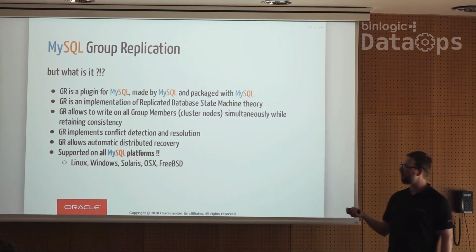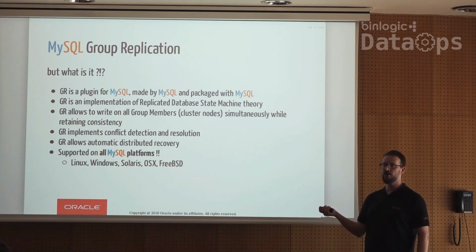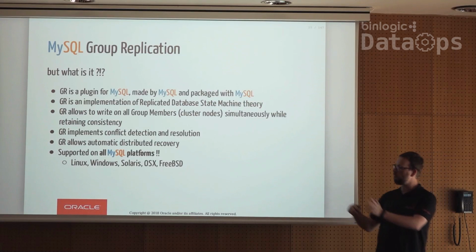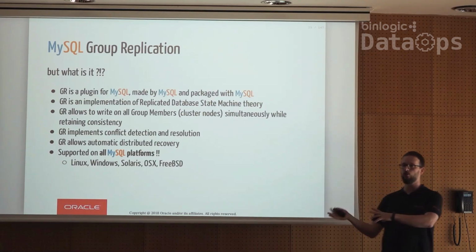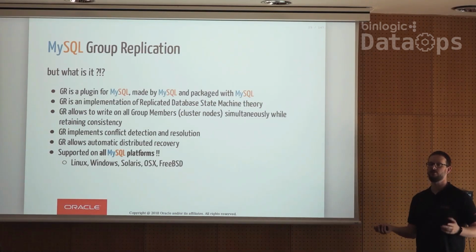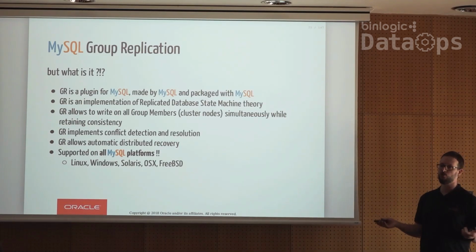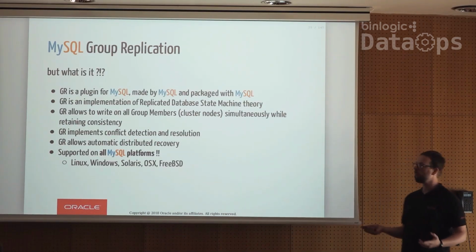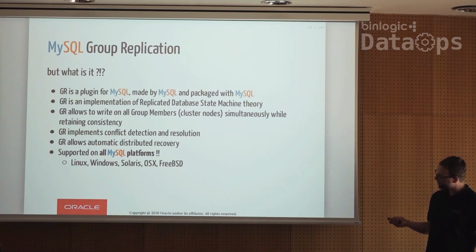So it's on Linux, on Windows, Solaris, OS X, and FreeBSD, and you can mix. So you can have 2 members on Linux and 1 on Windows, for example, if you don't want to have all the same machines or all the same operating system. It is possible. Some people, for security reasons, want that. They don't want to have the same OS on all the machines they are using, right? So this is possible.